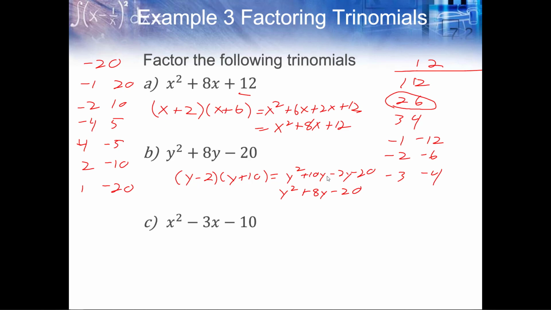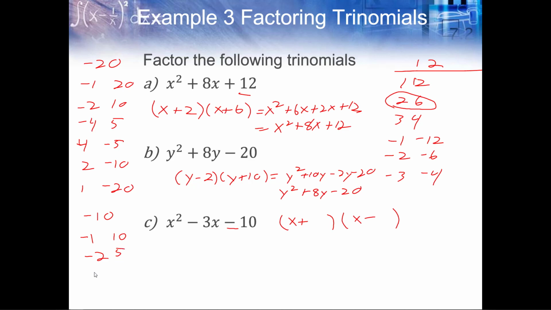Okay, let's do a third. Here we have x squared minus 3x minus 10. Notice that we have a minus sign. As a consequence, we know that one factor has to be positive and one factor has to be negative. That means our two binomial products are going to have the form x plus something times x minus something. Now we just need to figure out the factors of negative 10. So for negative 10, the factors are negative 1 and 10, and then negative 2 and 5.